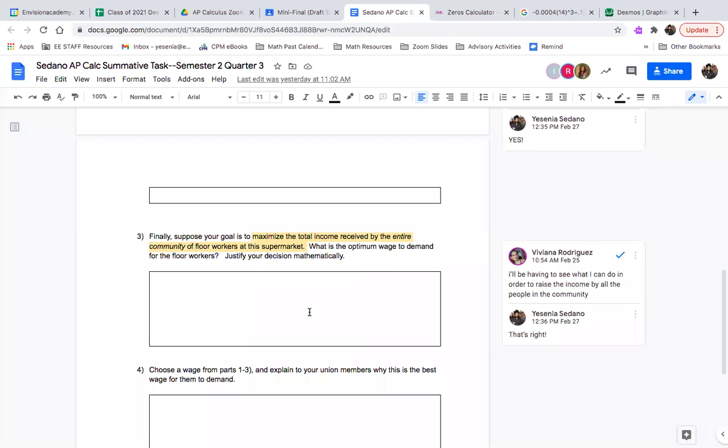Now, for number 1, we maximized the amount of workers. Number 2, we maximized how much one worker could get. Number 3 says we want to maximize the total income received by the entire community of floor workers at this supermarket, and what's the optimum wage to justify for the floor workers. Justify your decision mathematically. So let's see.